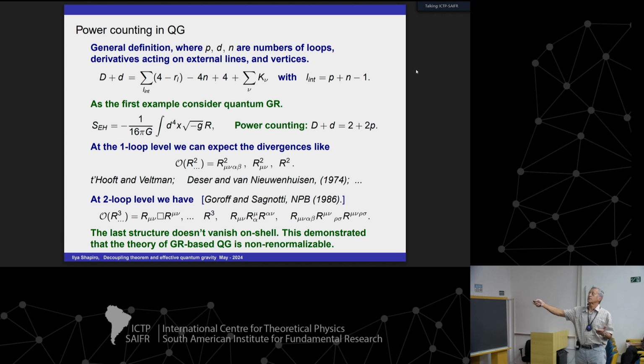If you have a 4-derivative theory, then you have vertices with 4, and so on. If you have 20-derivative actions, then there are vertices with K nu equal to 20. Now, L int is the number of internal lines, P is the number of loops, and N, as I said, is the number of vertices. So this is what people call the so-called topological relations.